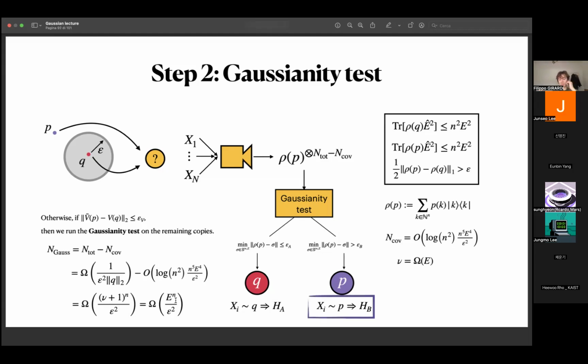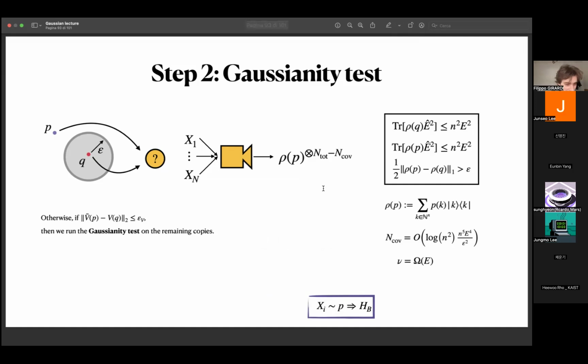So the last thing to be proved is that indeed if here we had p far from q, then the Gaussianity test will reject the hypothesis of being close to the set of Gaussian states. So how do we do that? We prove this reversed implication. If we are epsilon b close to the set of Gaussian states, then we are epsilon close to q. It's just the reverse version of this.